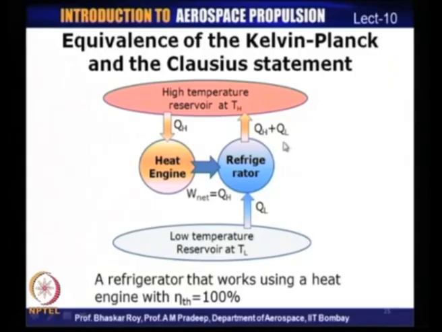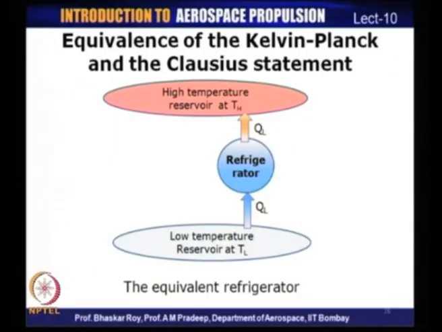So, this whole system now reduces to what is shown here, which is the equivalent refrigerator. This equivalent refrigerator continuously transfers energy at QL from the low temperature reservoir and rejects QL to the high temperature reservoir, again at the rate of QL. Now, you can immediately see that there is a refrigerator here which does not require any work input, but is continuously transferring heat at QL from the low temperature reservoir to the high temperature reservoir.